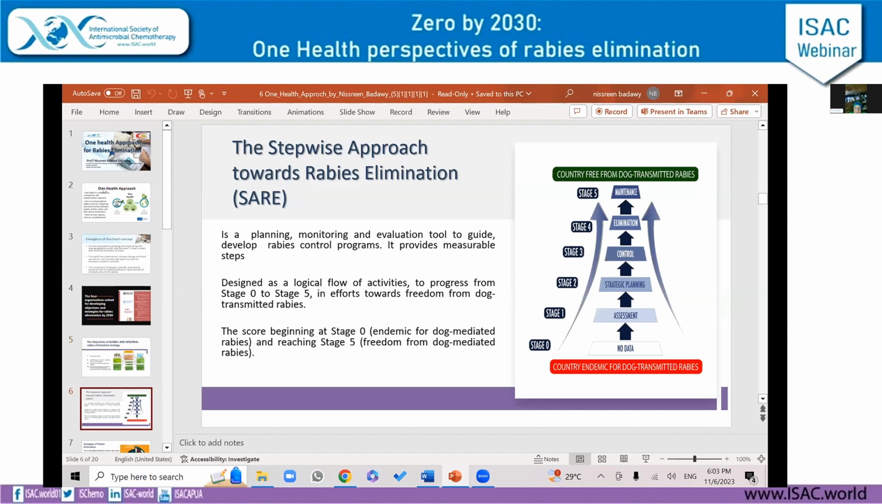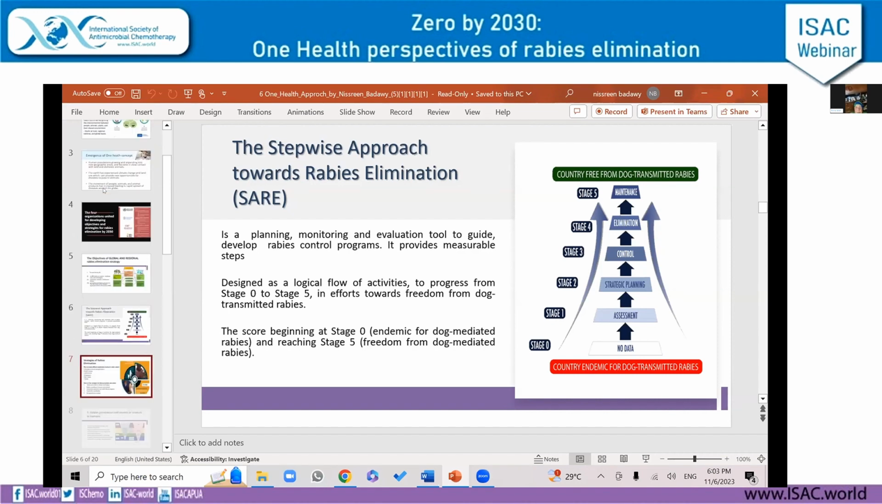This plan drew a stepwise approach to rabies elimination. The stepwise approach is a planning, monitoring, and evaluation tool to guide rabies control programs. This approach is designed to include multiple activities in 5 stages and 7 components. The 5 stages start from assessment, elimination, control, and maintenance of their activity. Each step of the plan includes multiple activities to be measured and given a score from 0 to 5. The stages begin at stage 0, endemic for dog-mediated rabies, and reach stage 5, free from dog-mediated rabies.